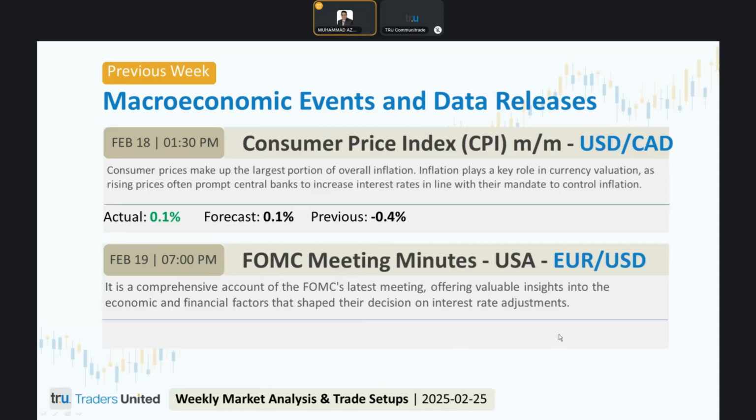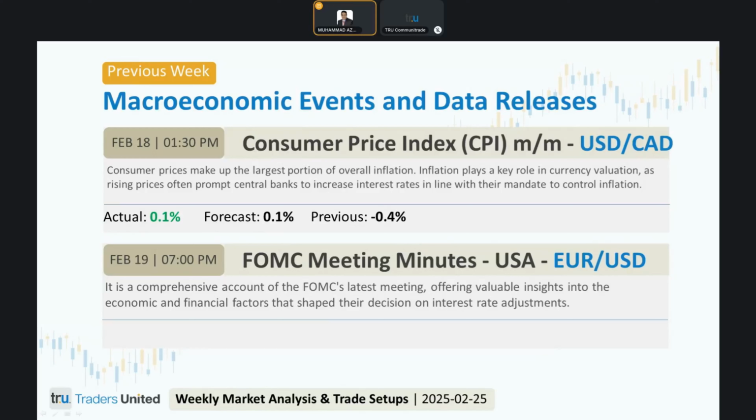The FOMC minutes decided to hold interest rates steady at 4.5 to 4.5%. The actual market interest rate within that range is 4.23% as of mid-February 2025. So given the dovish tone of the FOMC minutes, we expect a weaker US dollar in the near term. So overall, I expect the Euro dollar currency pair to rise.